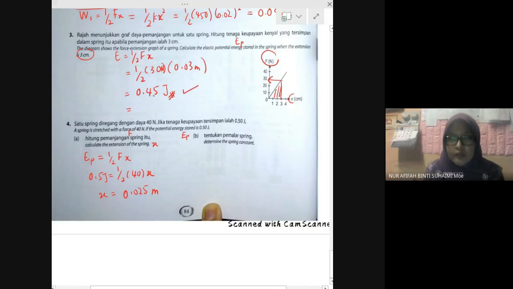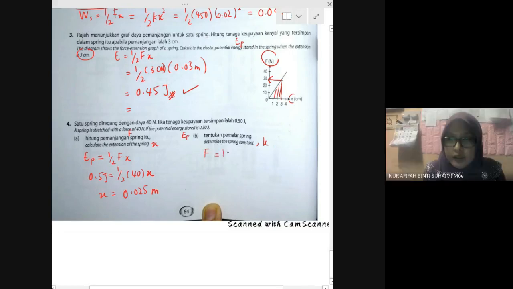The 45 earlier was wrong. Part B: determine the spring constant k. How to find k? k comes from F equals kx.